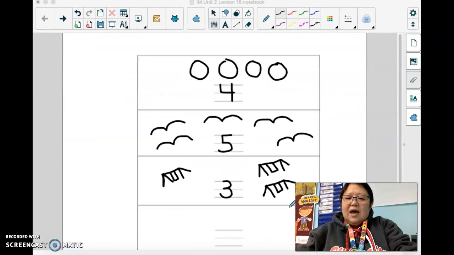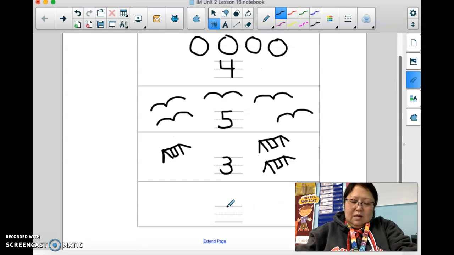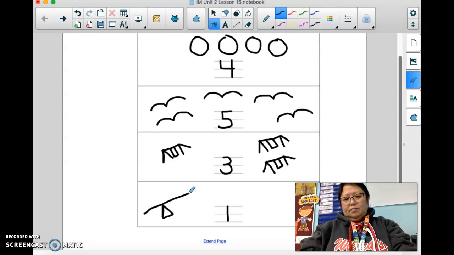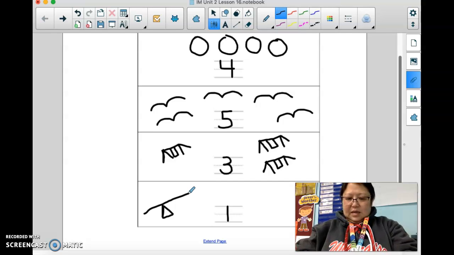So we recorded that on our worksheet. We made a number 1, and then we made a teeter-totter to show what we were talking about. Okay, so that's what we spent our time today doing.